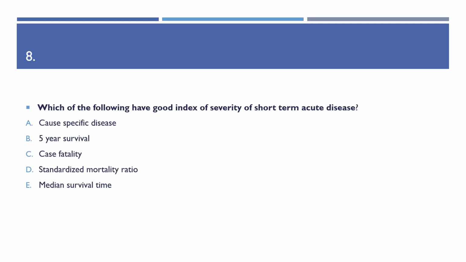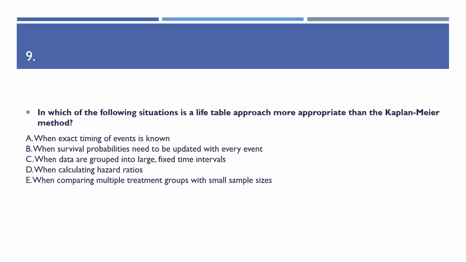MCQ number 8. Which of the following is a good index of severity of short-term acute diseases? A, cause-specific disease rate. B, 5-year survival. C, case fatality. D, standardized mortality ratio. E, median survival time. So C is the right option, case fatality rate.